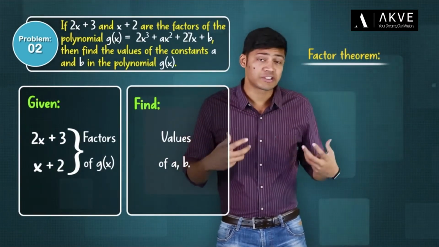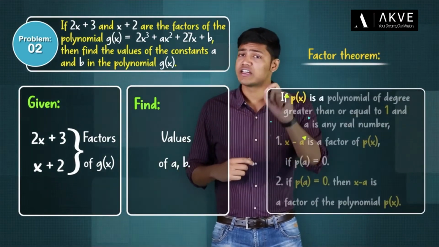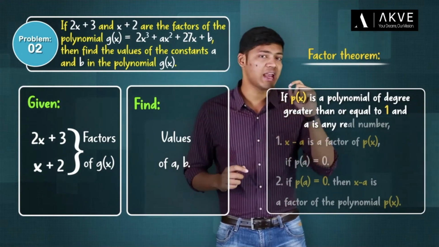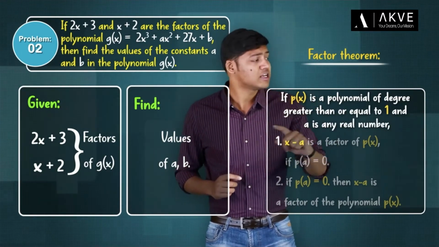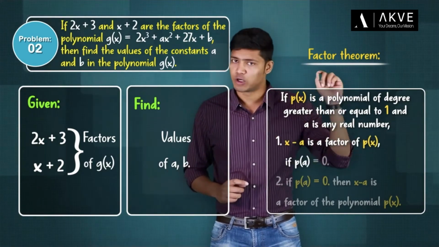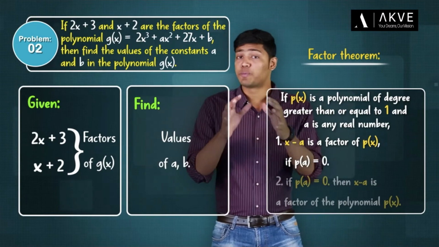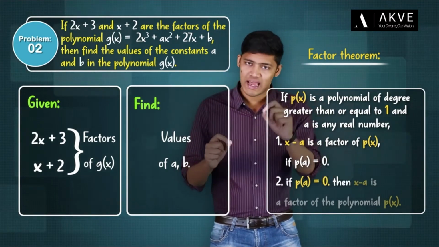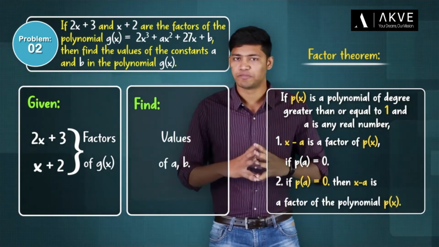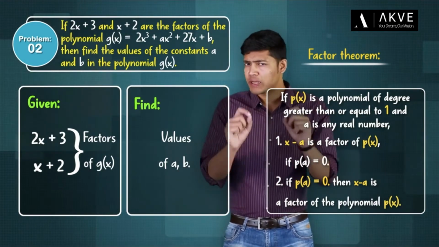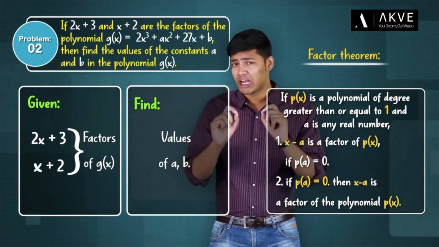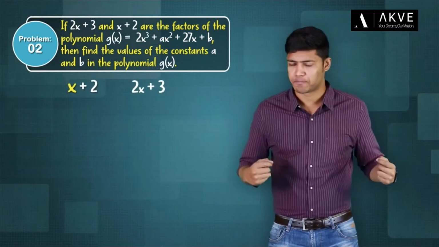The factor theorem states that if p of x is a polynomial of degree greater than or equal to 1 and a is any real number, x minus a is a factor of the polynomial p of x if p of a is equal to 0. And if p of a is equal to 0, then x minus a is a factor of the polynomial p of x. But here we have been given two factors. So let's take each of them individually and apply the factor theorem.